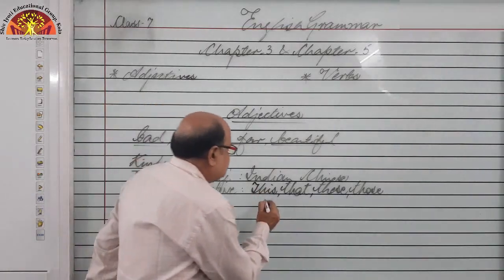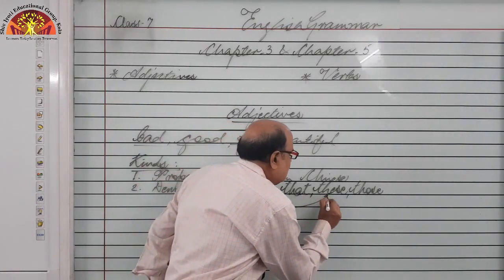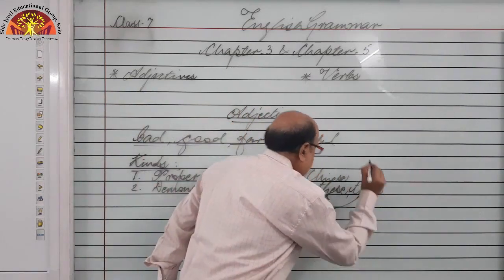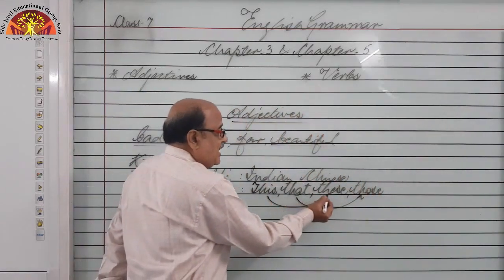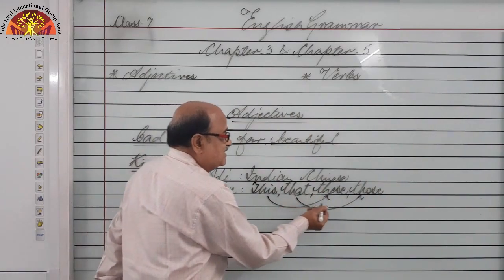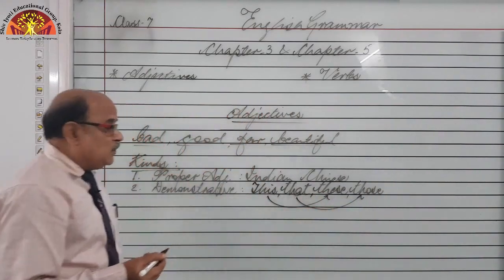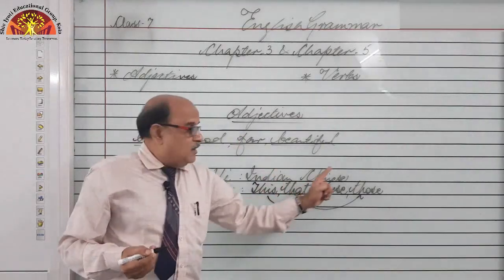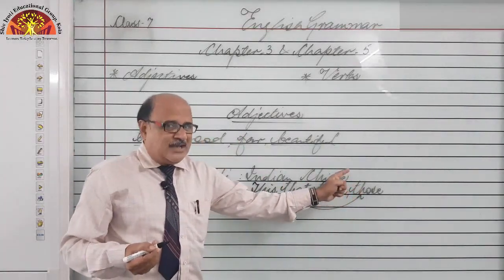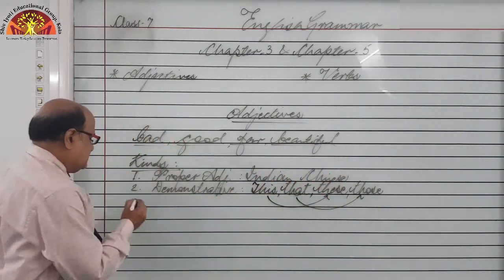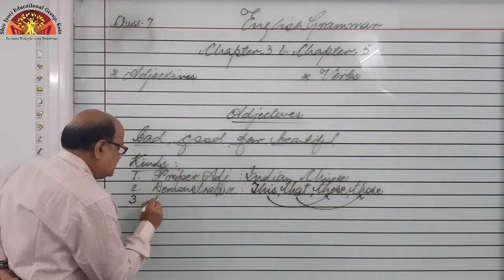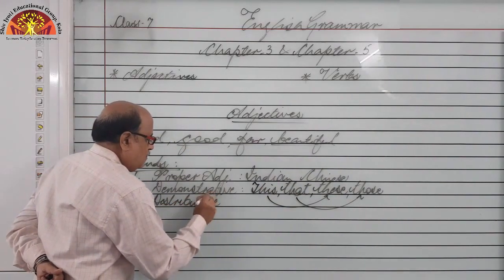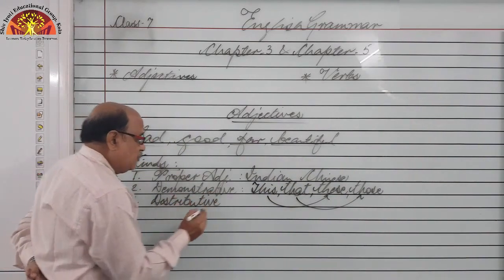Or in other words, we can say this is singular and that is also singular. This takes its plural as these and that takes its plural as those. So, this boy, these boys, that boy, those boys. So, in this way we can say demonstrative adjectives, right? Next is distributive adjectives.